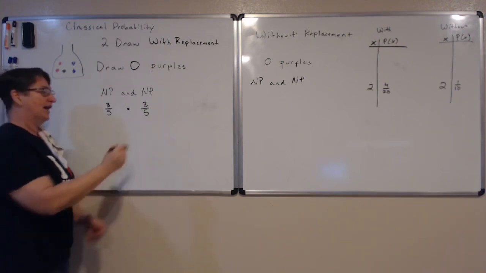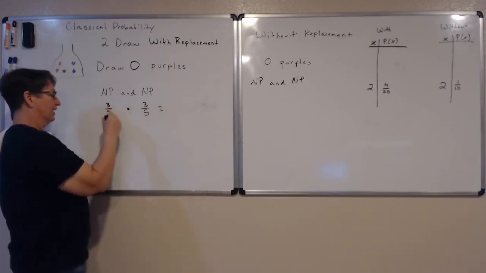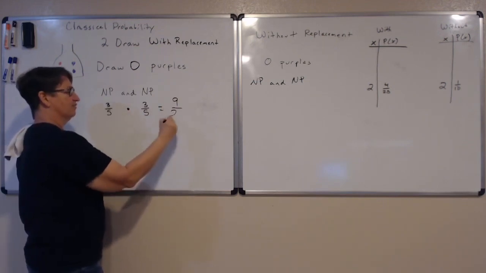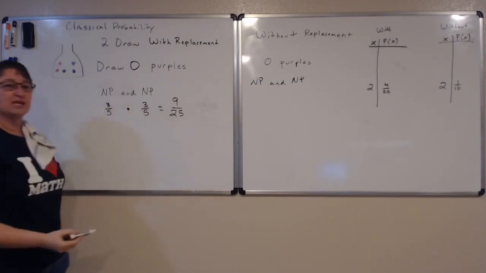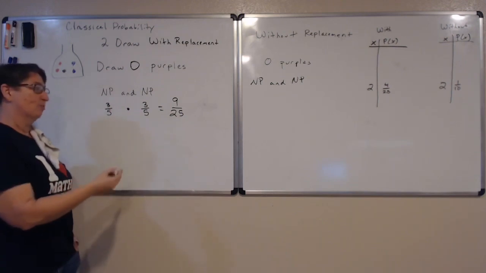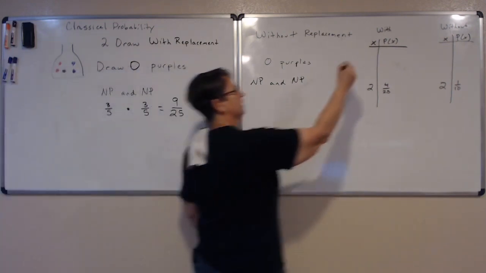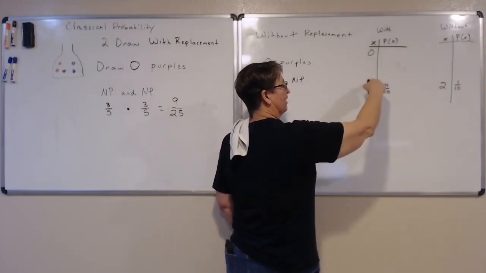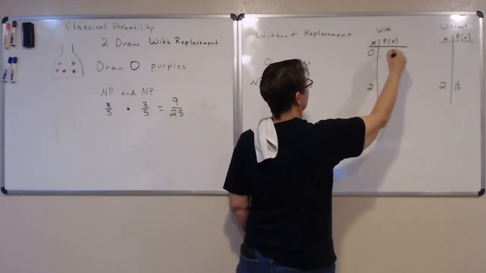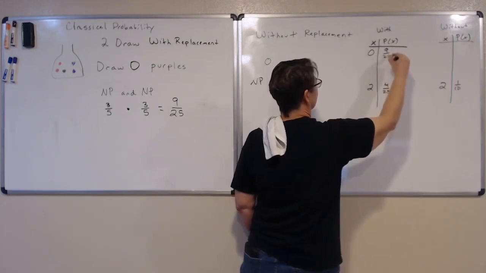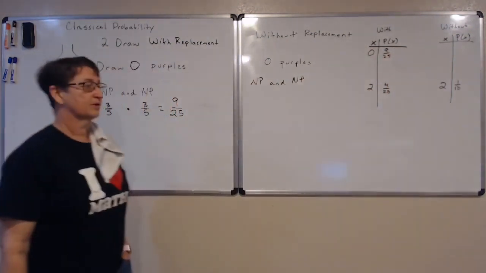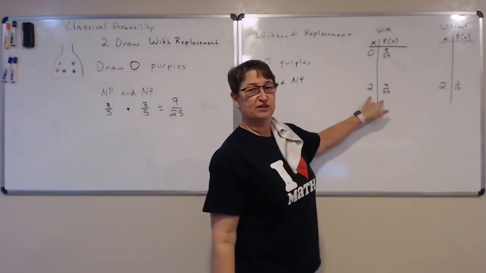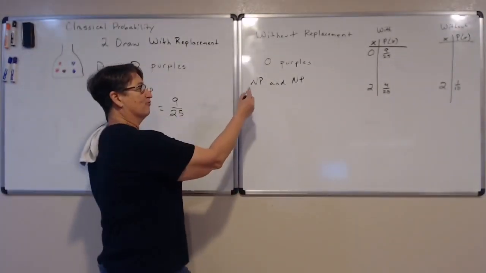So again, I'm not adding, I'm just multiplying here. So they can't simplify beforehand. 3 times 3 is 9, and 5 times 5 is 25. So the probability that I get 0 purples, so this is the number of purples I can get, is 9 out of 25. So this is how a probability distribution table works.